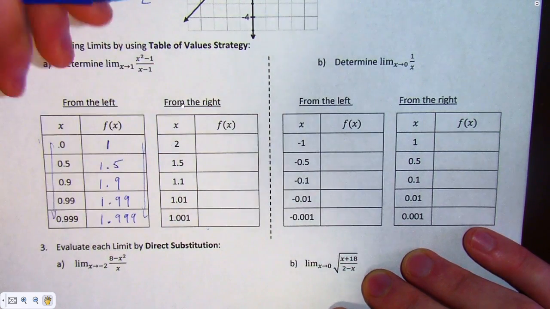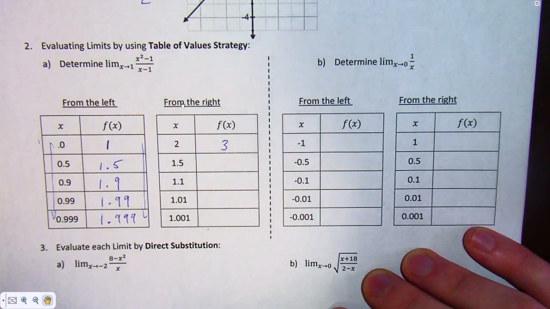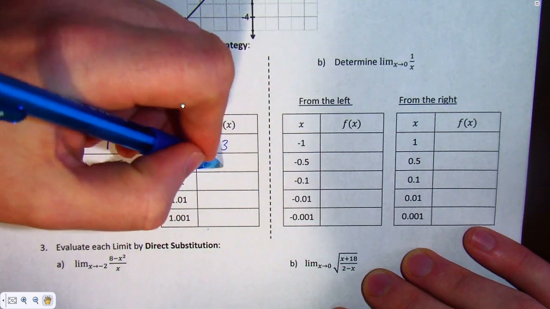So if we do it from the right, we do the same thing, and if you sub in a 2, you're going to get 3. You put a 1.5 in, you're going to get 2.5.